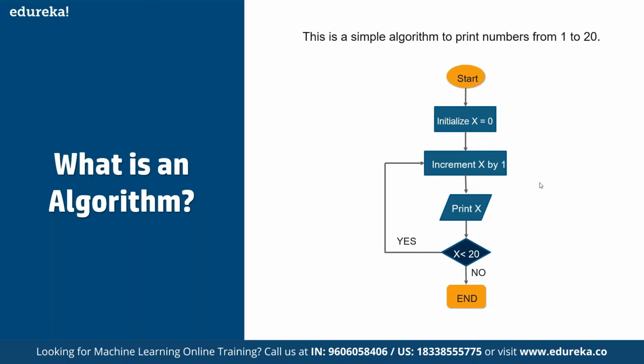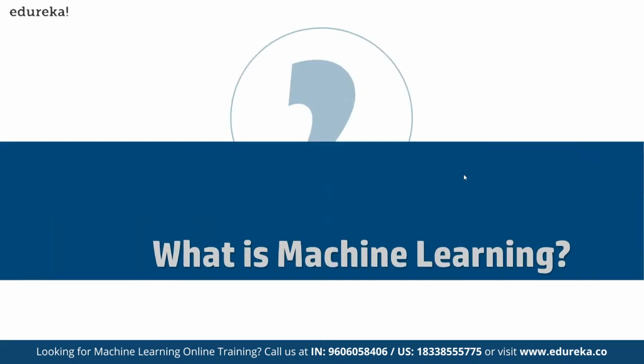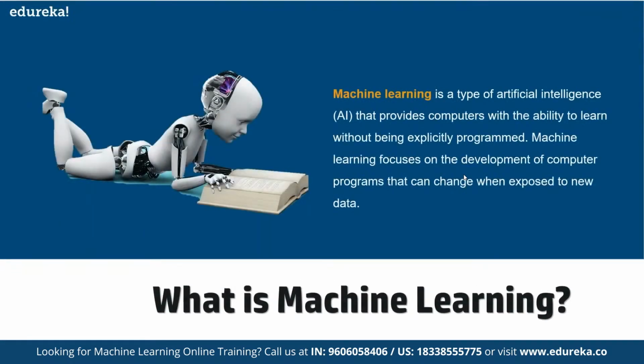All right. So next we are going to discuss what exactly machine learning is. Machine learning is a type of artificial intelligence that provides computers with the ability to learn without being explicitly programmed. Machine learning focuses on the development of computer programs that can change when exposed to new data.